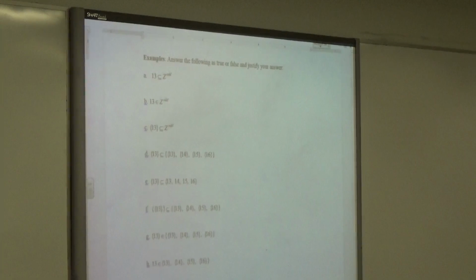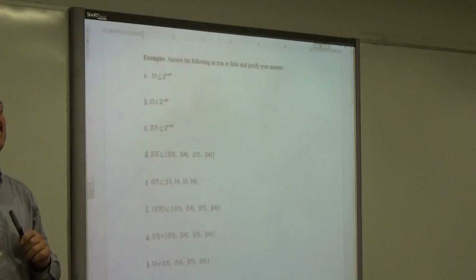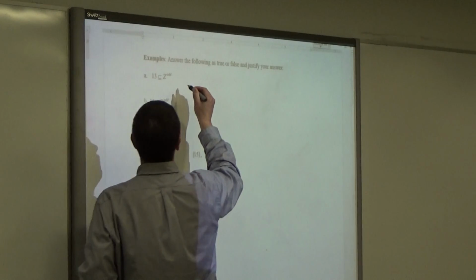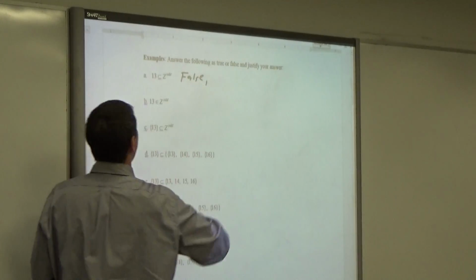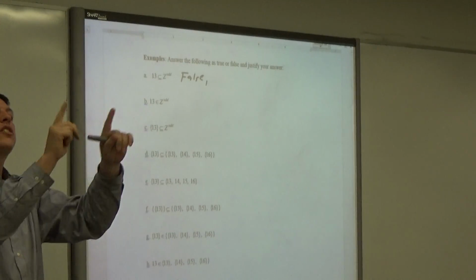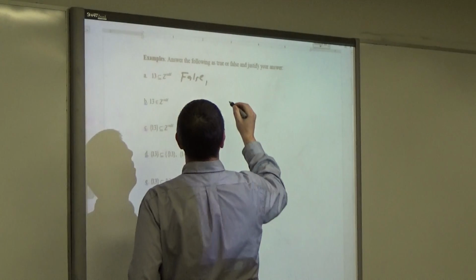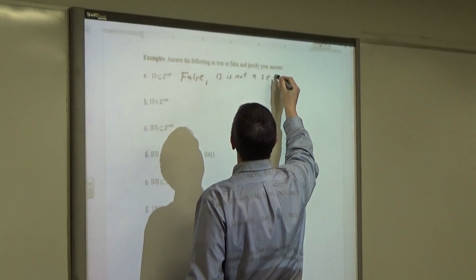Yes. No, that's absolutely false. That's not a set. 13 is not a set. Do I see squiggly brackets around 13? I don't see them. Okay? That is not a set. That is an element. So, this is false. See, you guys think you know everything. You know this. Right? That is false. Okay? 13 is an element. It is not a set. Okay? So, false. 13 is not a set. Okay?